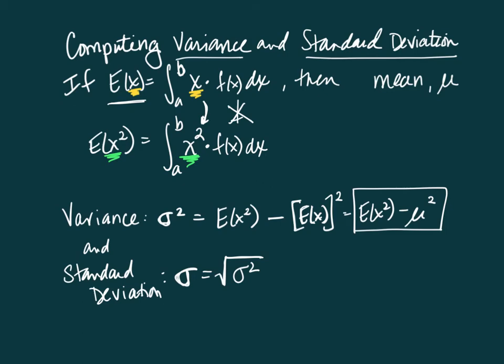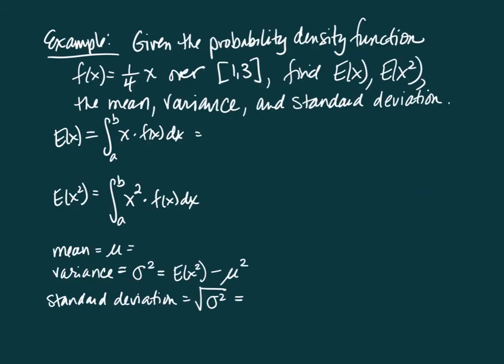So let's do a problem. Given the probability density function f of x equals 1/4 x over the interval from 1 to 3, find E of x, E of x squared, the mean, variance, and standard deviation. The continuous random variable can only take on values between 1 and 3, so I want to keep that in mind for the mean. My mean better be between 1 and 3, and this is the shape of its distribution of values, 1/4 x. Great, so let's go down the list.